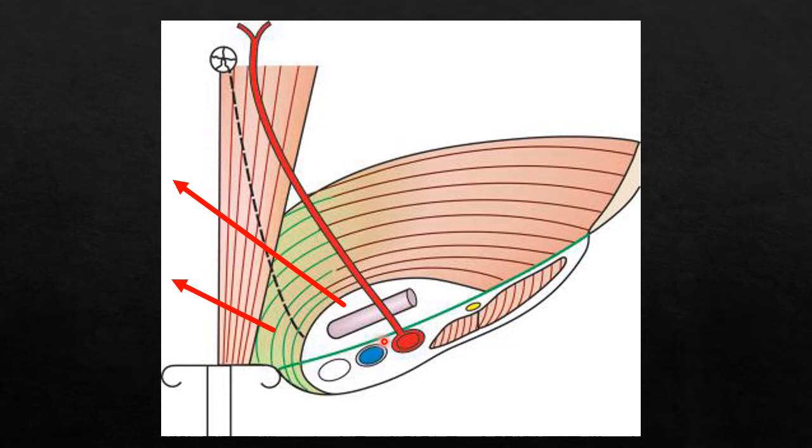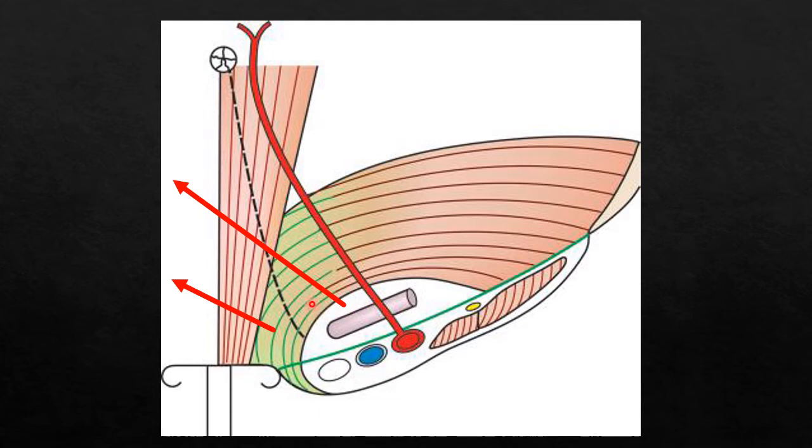Here you need to understand two separate areas in Hesselbach's triangle. One is the lateral area, and another is the medial area. Hesselbach's triangle is separated into two areas by the medial umbilical fold. This medial umbilical fold is formed by the obliterated umbilical artery.